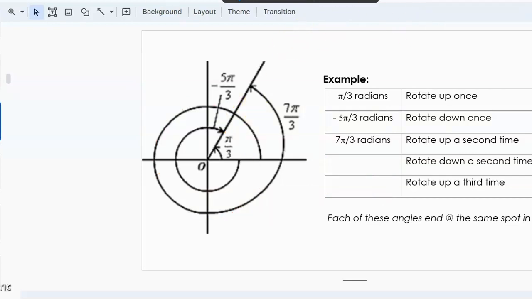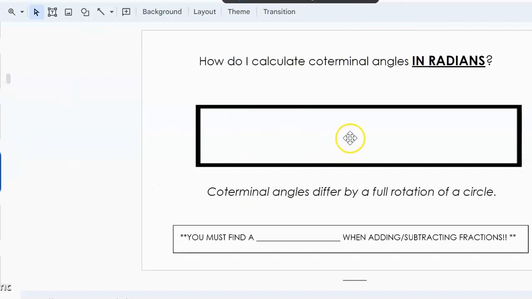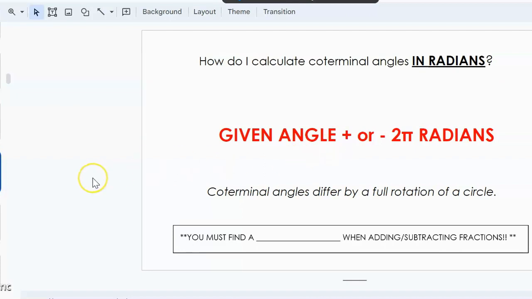So let's go ahead and get the actual formula for coterminal angles in radians. Boom. You take your given angle and then you add or subtract 2 pi radians. So again, say you kick off with that pi over 3. That means I'm going to add 2 pi to that, or I'm going to subtract 2 pi from that. So to give you that visual, again, I start with pi over 3.